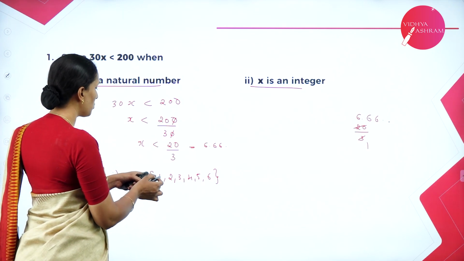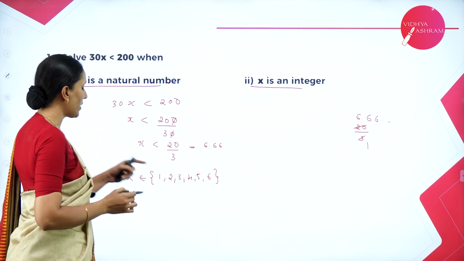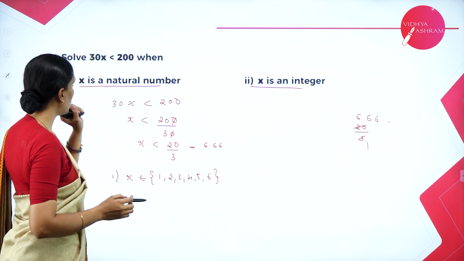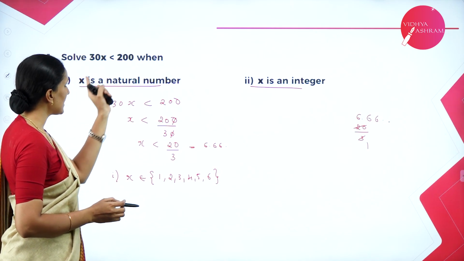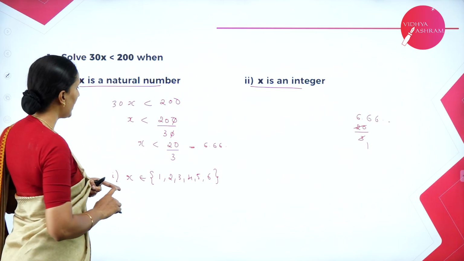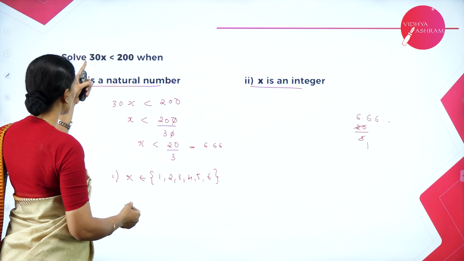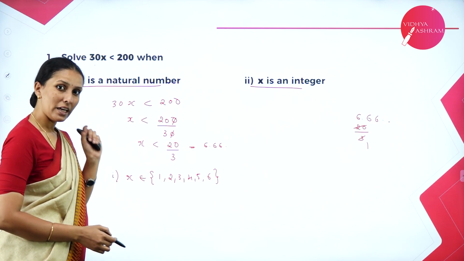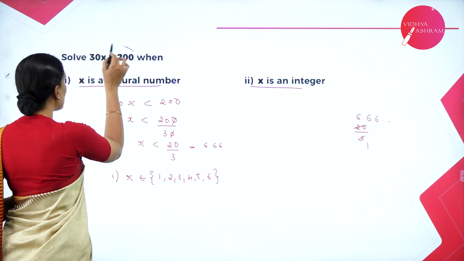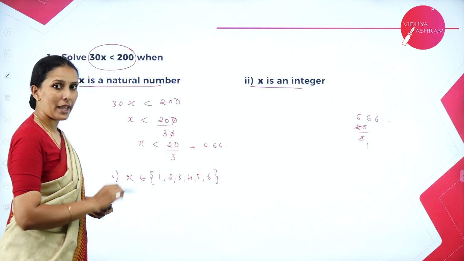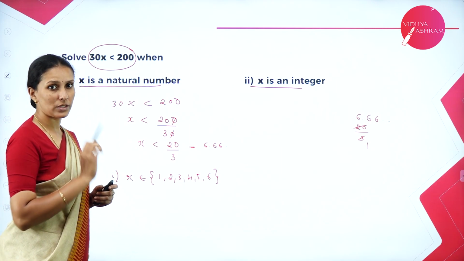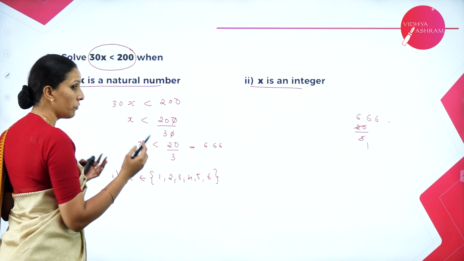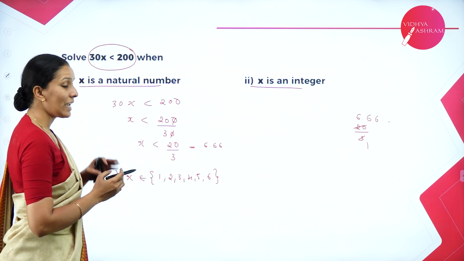So if you substitute 1 here, if you put x as 1 here, 30 less than 200, true. If you put x is equal to 2, 2 threes are 60, 60 less than 200, true. Next, similarly, if you take 6, so 3 sixes are 18, 180. 180 less than 200, it's a true statement. So that means the solution set should make the given inequation a true statement. Therefore, this is the set of natural numbers which forms the solution for the given inequation.